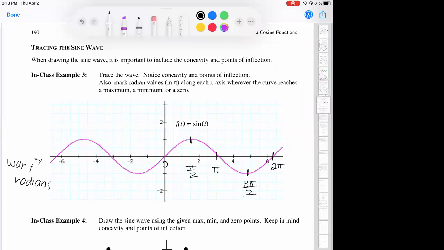So you want to find these points. When you set yourself up to graph it, set yourself up with x being radians. Your y can be numbers. You want this to be numbers in decimal form. But here, you want to make sure you want radians.